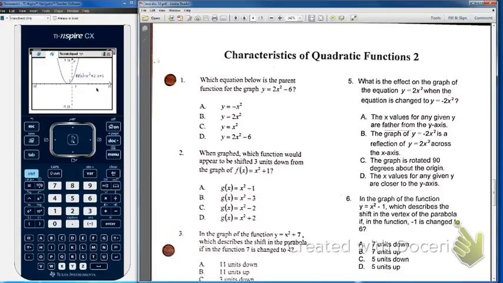It says, which equation is the parent function of the graph 2x squared minus 6? So think about it, parent function. When we write parent function on our formula chart, what do we put for, obviously, quadratics? Because that's what we're talking about. Y equals x squared. Well, do we have a y equals x squared? Yes. So that's our parent function.